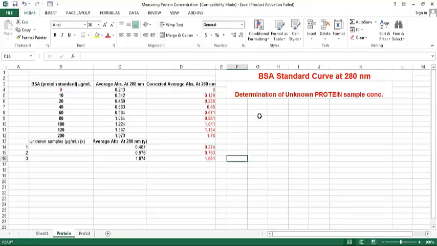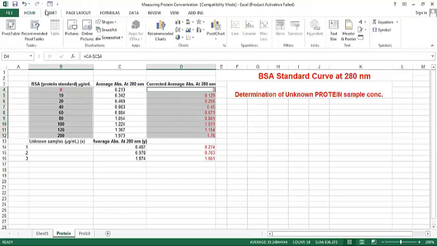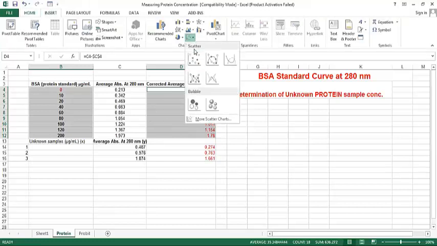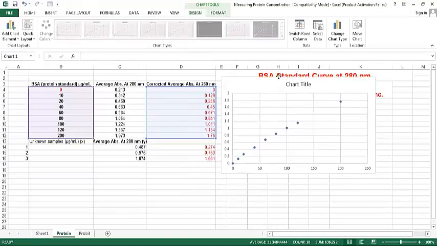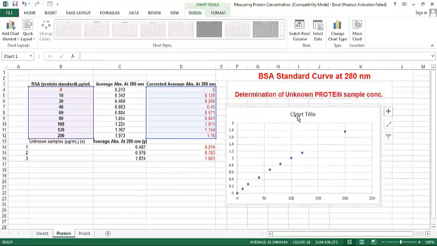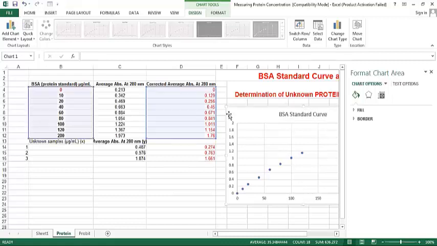Now, for the standard curve, the concentration and the corrected absorbance. Insert scatter curve, first one. Yes. This is the chart. BSA standard curve. Okay. And this is the x-axis.